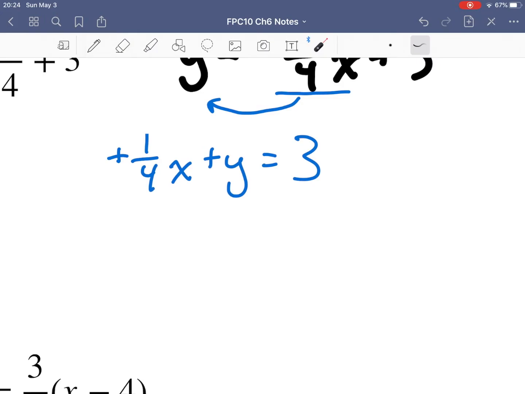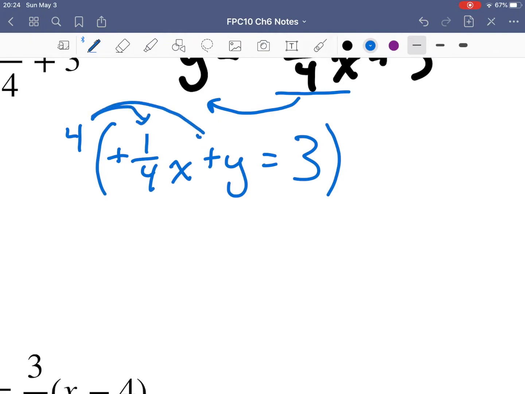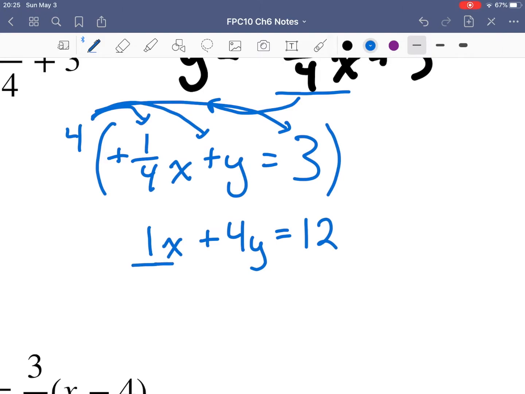So let's come down here. Now, the coefficient on x is 1/4. So to turn that 1/4 into a natural number, we're going to have to multiply it by 4. So if we multiply one thing by 4, we have to multiply everything by 4. And this 4 will distribute itself to every term in our equation. So we're going to get 4 times 1/4 is 1x plus 4y equals 12.